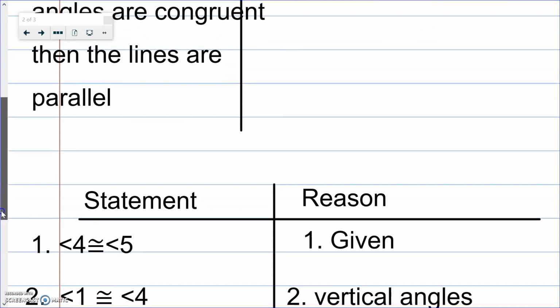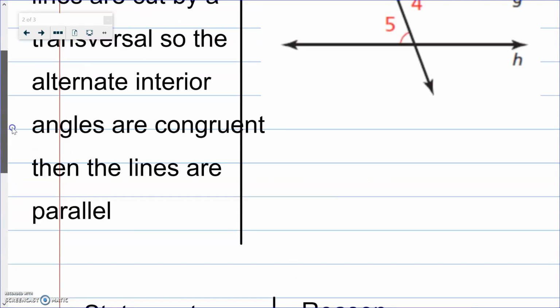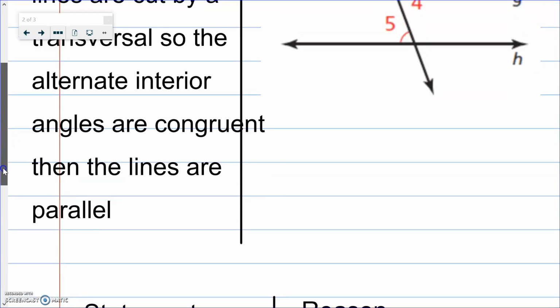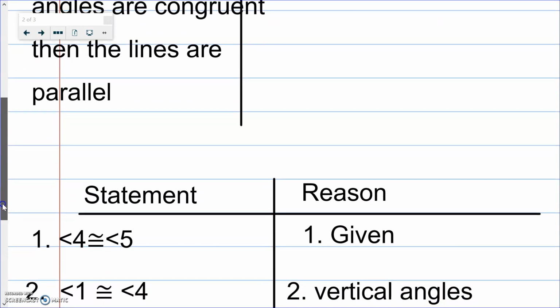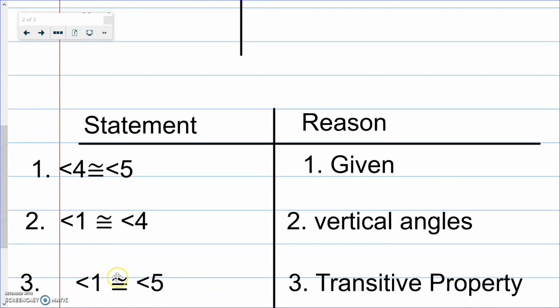Our next thing is that angle 1 is congruent to angle 4 because they're vertical angles. Vertical angles are always congruent whether the lines around them are parallel or not. So angle 1 is congruent to angle 4, and angle 4 is congruent to angle 5. But see, that sounds familiar. That sounds like the transitive property. If angle 1 is congruent to angle 4, and angle 4 is congruent to angle 5, we can just say that angle 1 is congruent to angle 5.